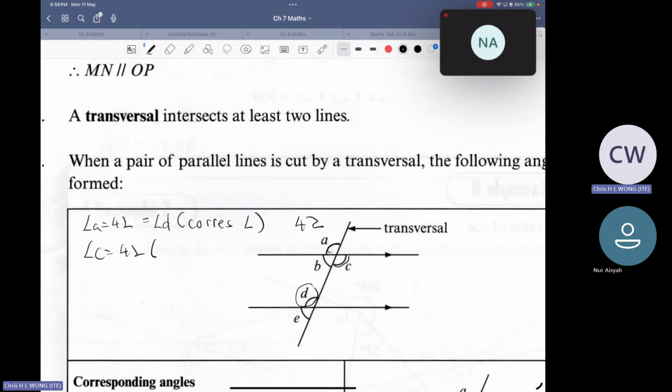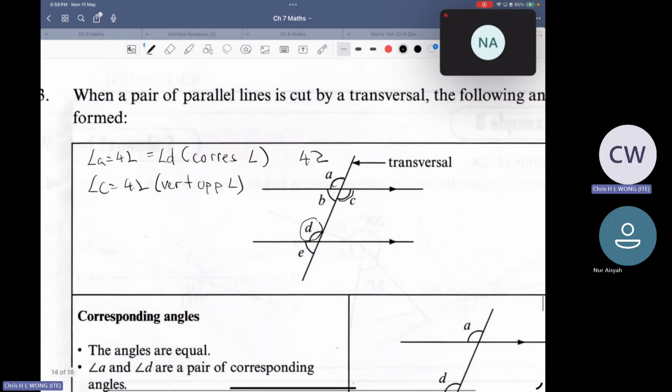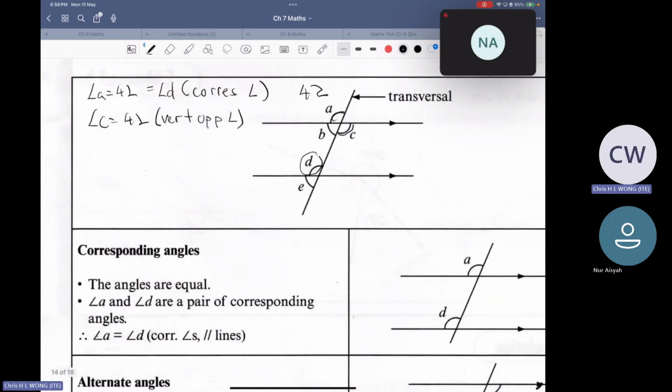What's the reason? Last week you learned, and I have already done a short recall, vertically opposite angles, right? C is 42, isn't it? Very good. So if A and D are the same, and C, A, B, do you agree that angle B also equals angle C? They're also corresponding, the one below. So you know where the corresponding angles are.